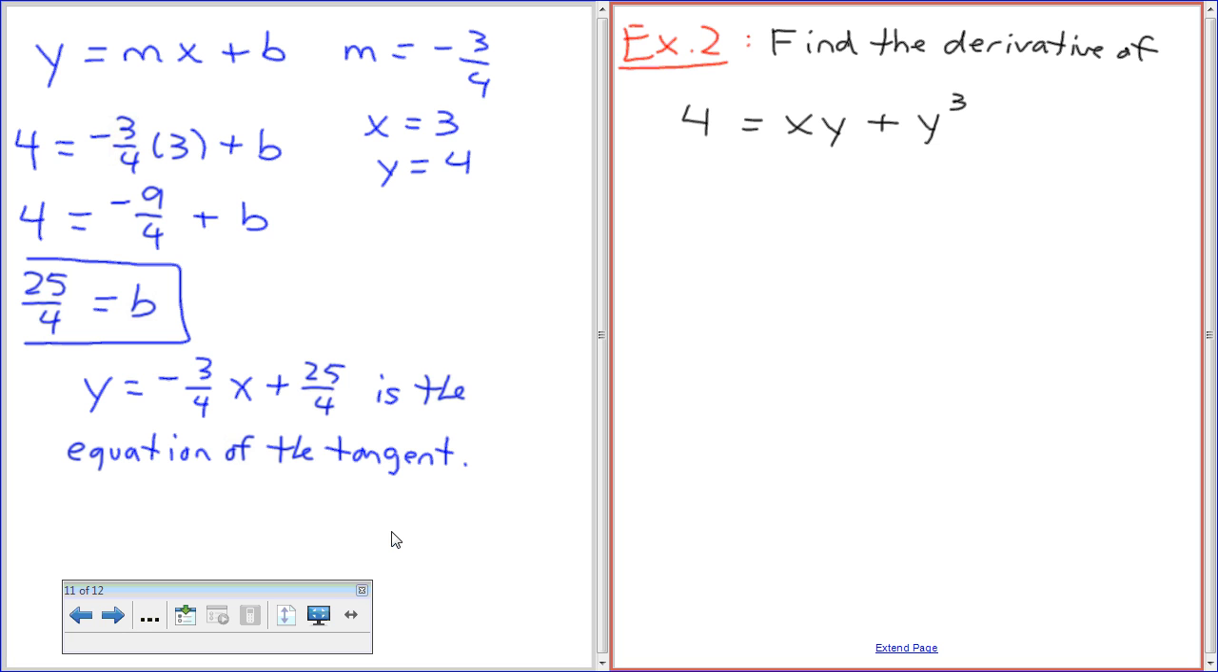You guys are awesome at derivatives. If I were to put smaller x's in there instead of y's, you'd say that's such an easy derivative to do. Okay, so you can do this, all right?